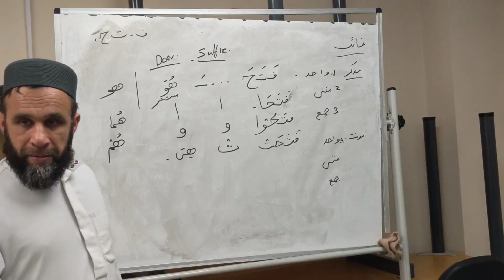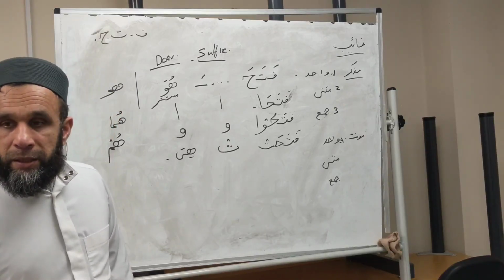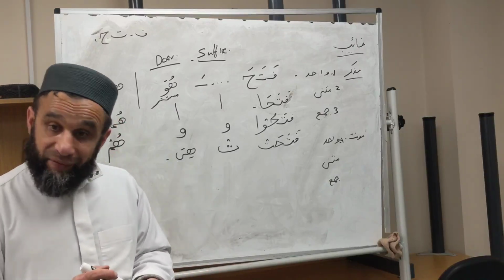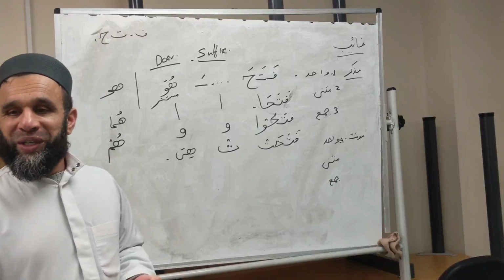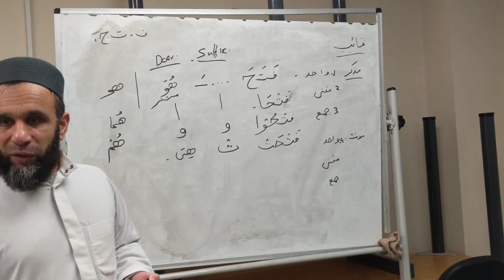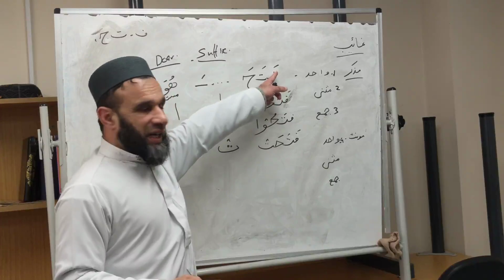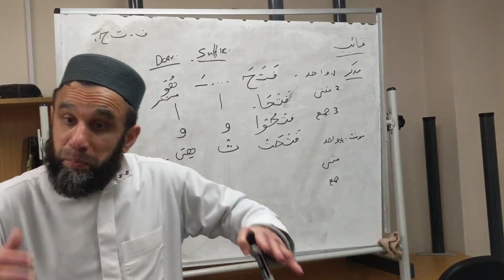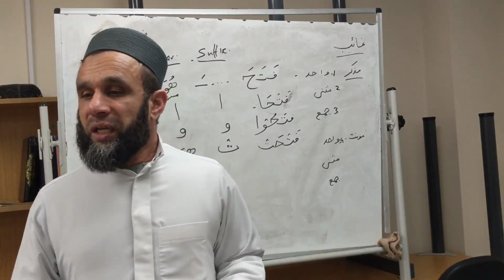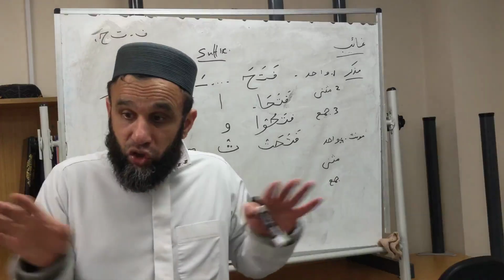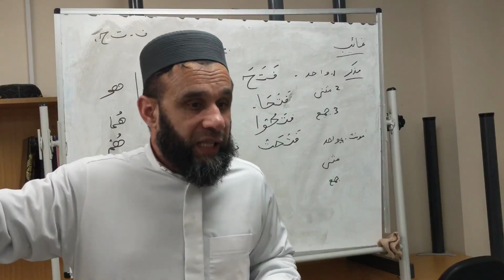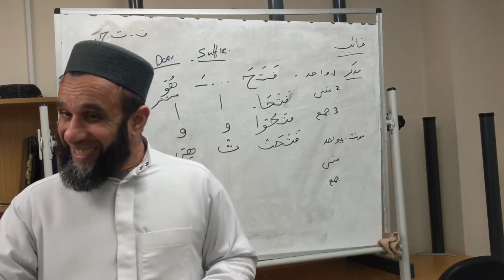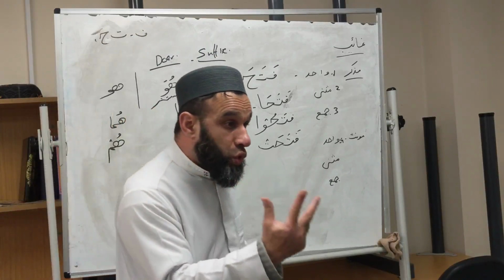Can we have an external doer here? It is not... oh, no, we can have, sorry. There are only two sigha in Fail al-Madi where we can: number 1, Wahid Mudhakkar Ghaib, and number 2, Wahid Muannas. You can expect an external doer. Fatahat, she opened. If there is no external doer, it means she opened. But you can say fatahat Khadijatu: Khadija opened.